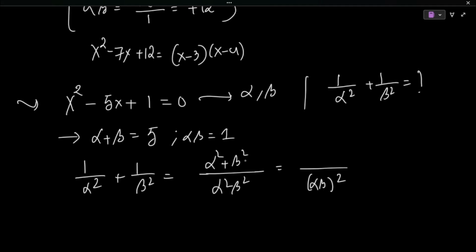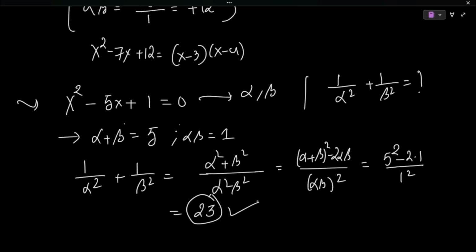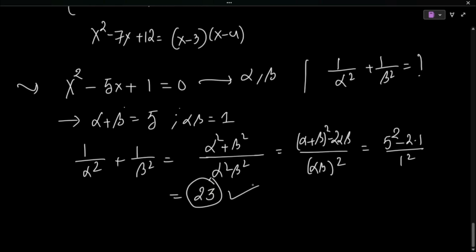And what is alpha square plus beta square? Can we write this in terms of the known quantities? Yes, of course we can. We can write this as alpha plus beta whole square minus 2 alpha beta, right? Now everything is in order. So 5 square minus 2 into 1 by 1 square. And if you were to evaluate that, that is 25 minus 2, 23 by 1, 23. So 23 is going to be your answer. I think that should be clear.